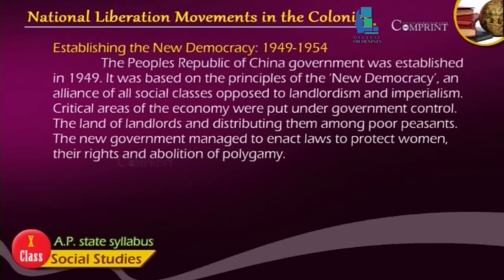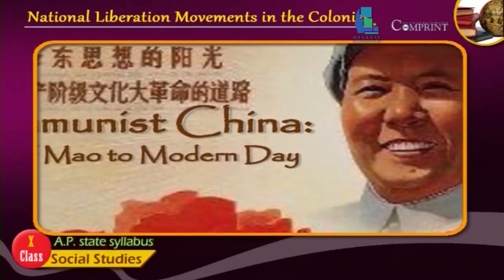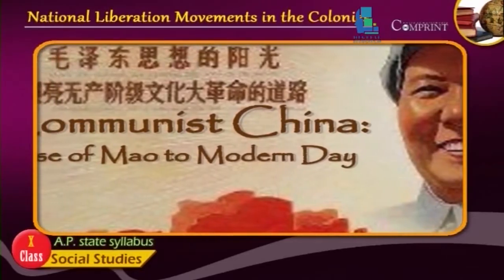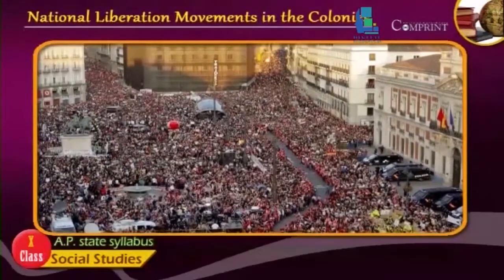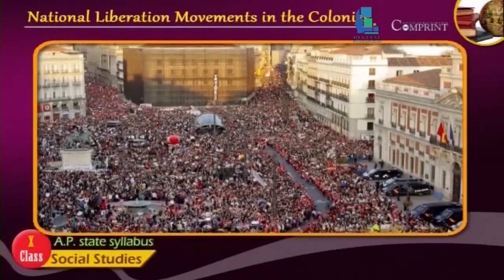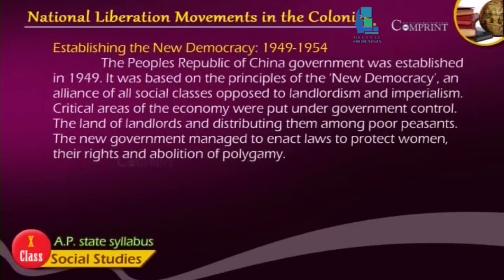Establishing the new democracy, 1949 to 1954. The People's Republic of China government was established in 1949. It was based on the principles of new democracy, an alliance of social classes opposed to landlordism and imperialism. Critical areas of the economy were put under government control. By taking the land of landlords and distributing it among poor peasants, the new government managed to enact laws to protect women's rights and abolish polygamy.